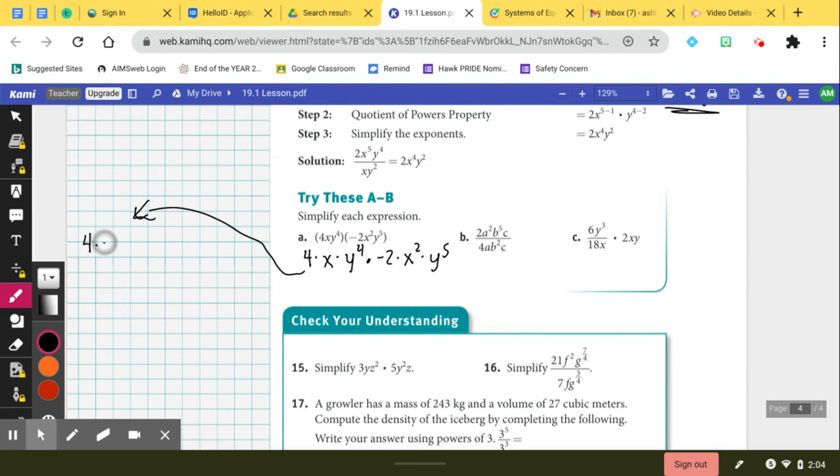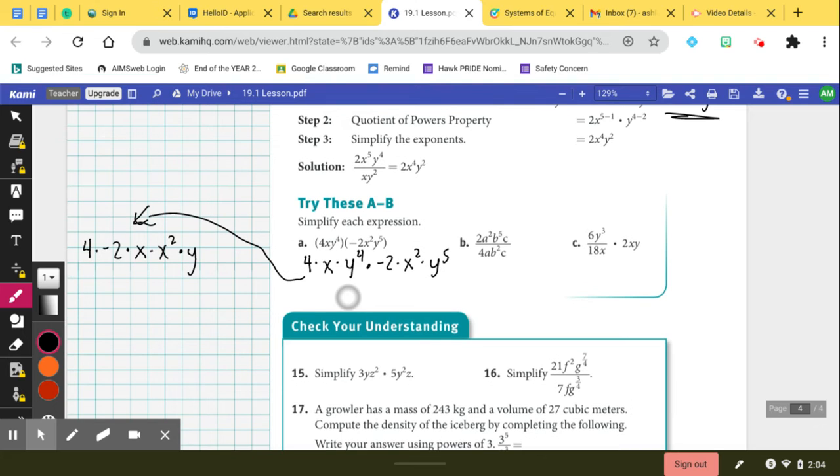So we have 4 times negative 2 times x squared times y to the fourth times y to the fifth. I have everything. So 4 times negative 2, that would be negative 8. When I'm multiplying powers at the same base, I add their exponents. And again, if a variable doesn't have a power, it does. It's 1. So this would be times x to the third, and then adding the y's times y to the ninth. So that would be that one. And you don't have to write the little multiplication symbols. You can if it helps you.